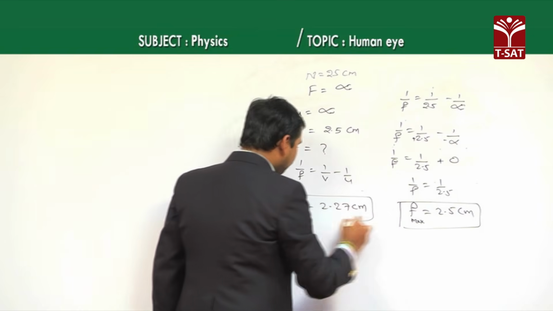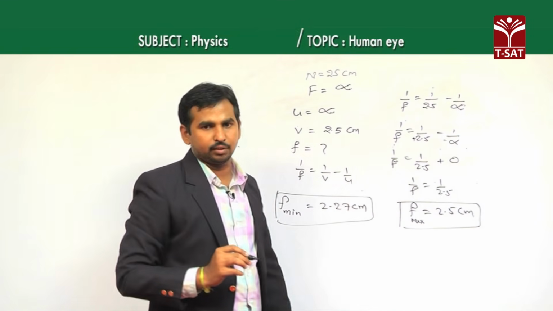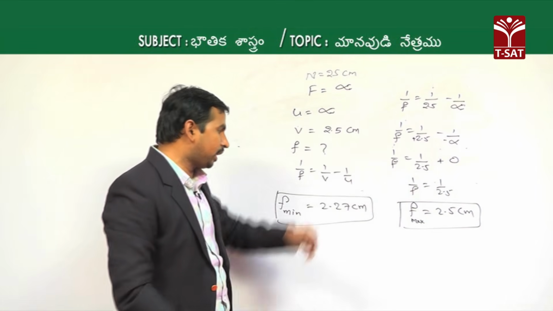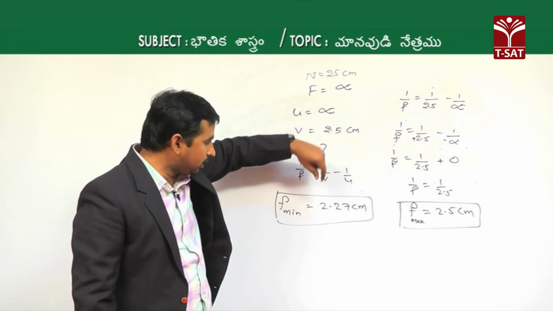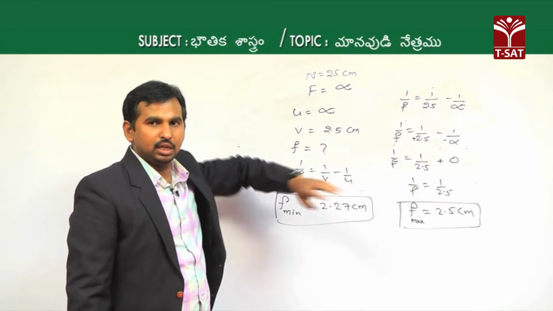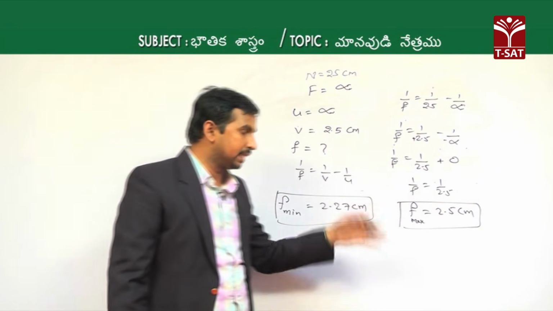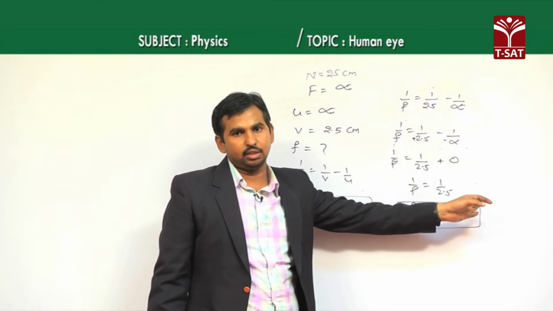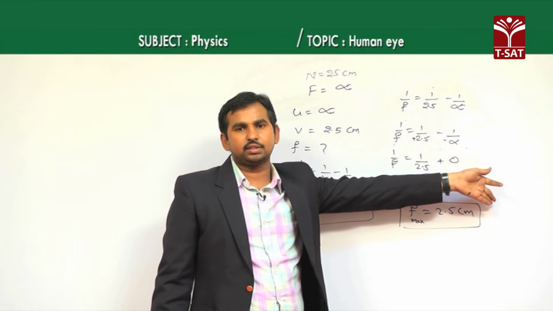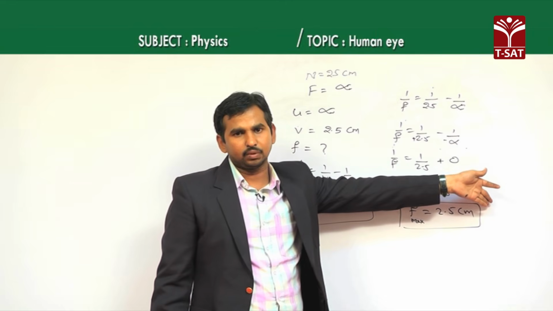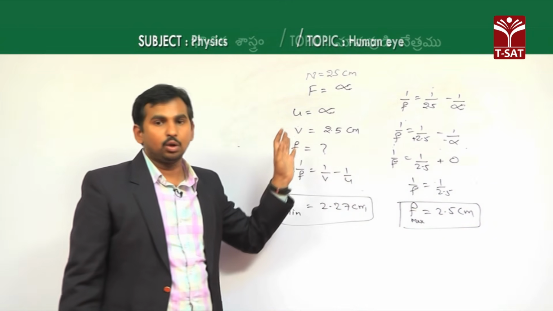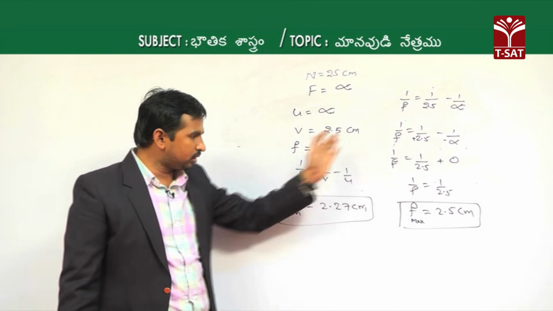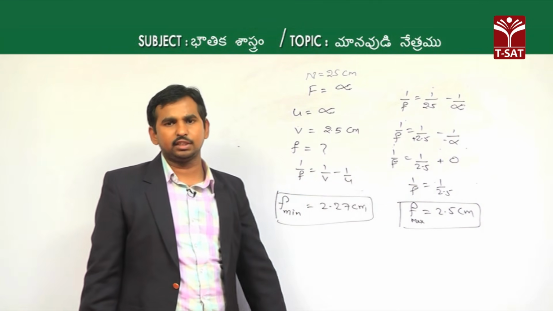So, for a normal vision, for a clear vision, always the ciliary muscles are adjusting the focal length when you are seeing a near distance, 2.27 centimeters. If the object is at very far distance, it is adjusting our eye lens to 2.5 centimeters, that is the maximum focal length our ciliary muscles can adjust. This is for the case of normal vision we are observing. Minimum focal length 2.27, maximum focal length 2.5 centimeters.